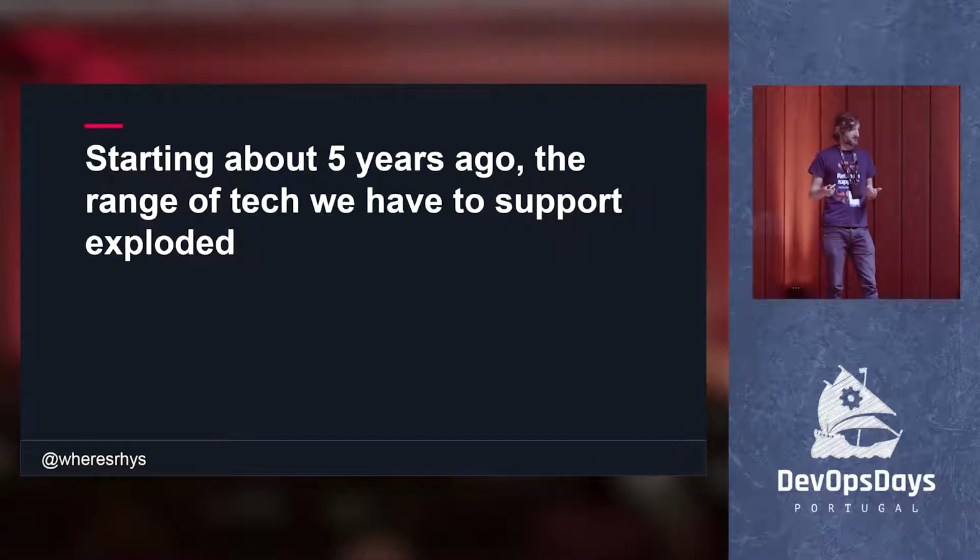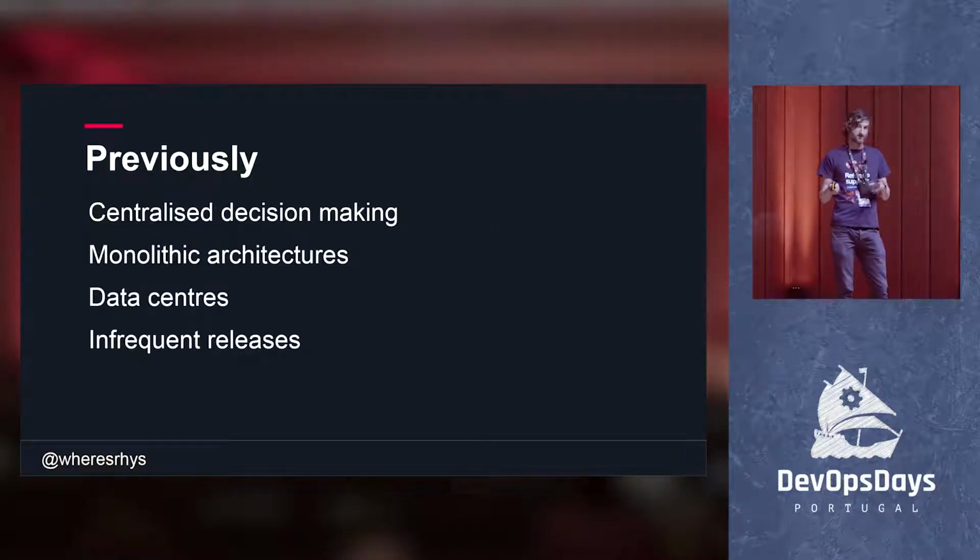So that's where we were, and then about 5 years ago, that situation mushroomed. That wasn't by accident. So previously, we had quite a traditional tech company. A lot of decision-making architecturally-wise was centralized. We had loads of monoliths. We had a data center, and we released code really, really slowly.